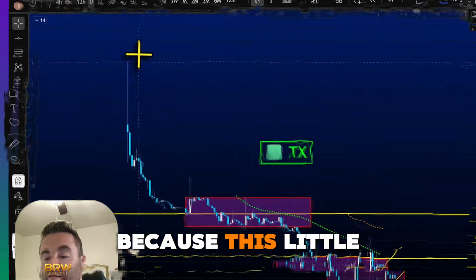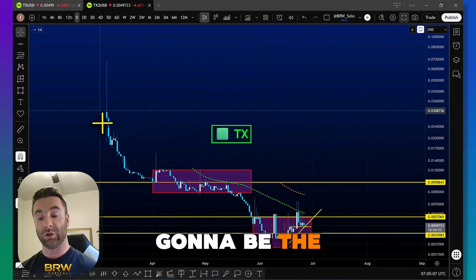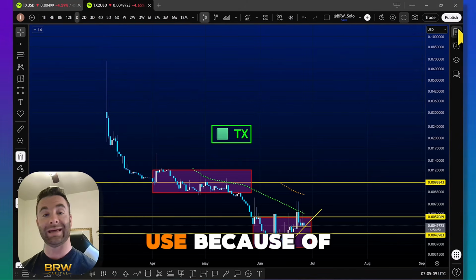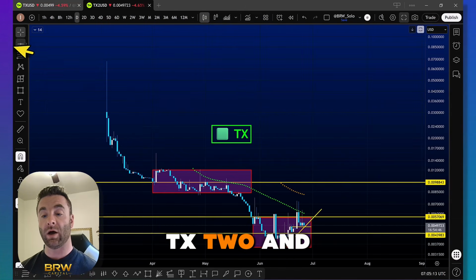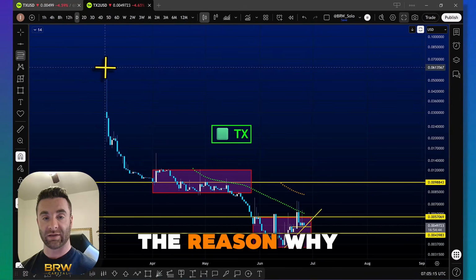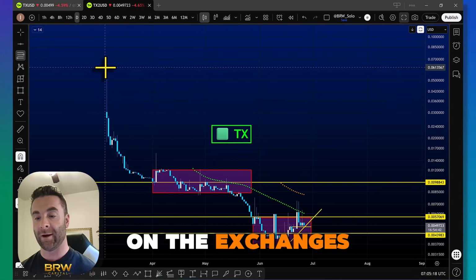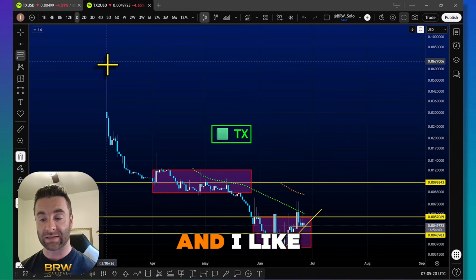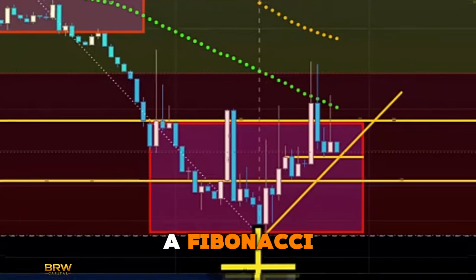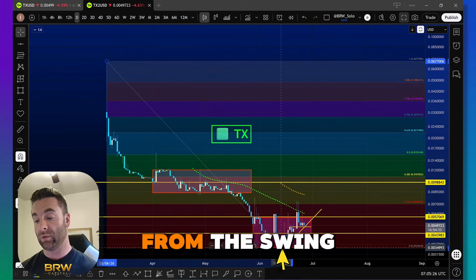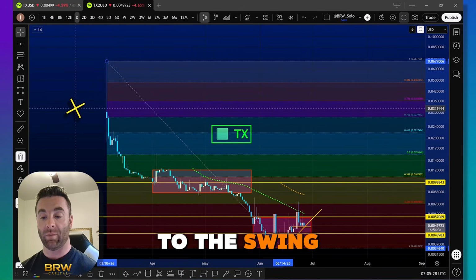Because this little wick, I think, is going to be the one we're going to use because of the index aggregate chart, which is that TX2. And the reason why I think that's important is because on the exchanges, there's a discrepancy there. And I like that because I can use that as a potential top here for a Fibonacci and then measure from the swing high all the way to the swing low.